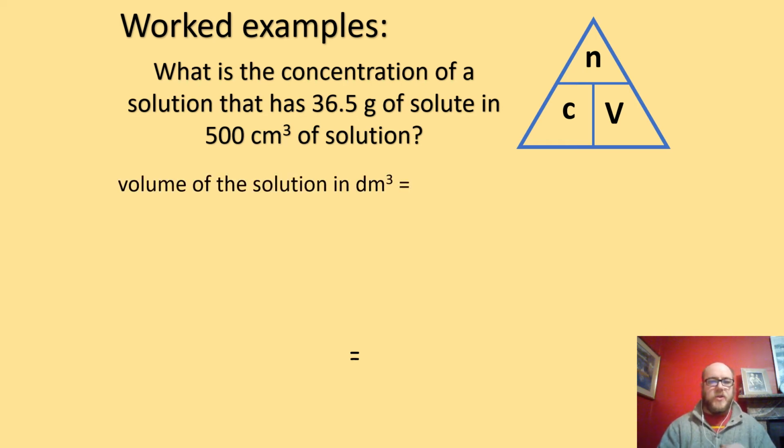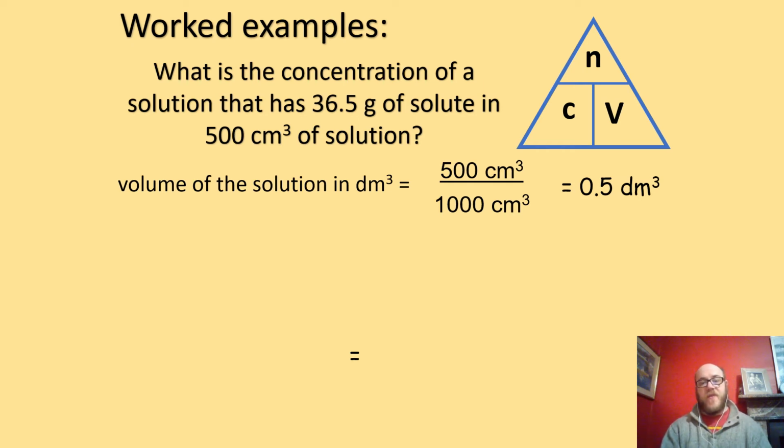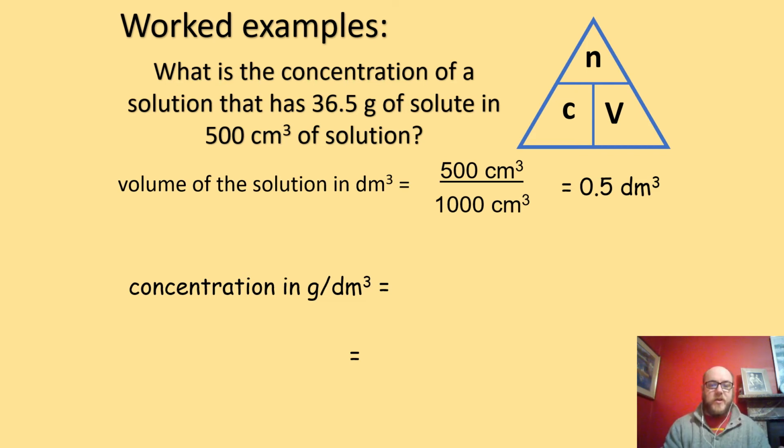So we remember our equation triangle where n is mass, C is concentration, and V is volume. So the volume of the solution in decimeters cubed, because remember we have to convert, it's going to be 500 divided by 1,000 to get our volume in decimeters cubed. So that's nice and easy. That's 0.5 decimeters cubed. So now we just plug things in the equation.